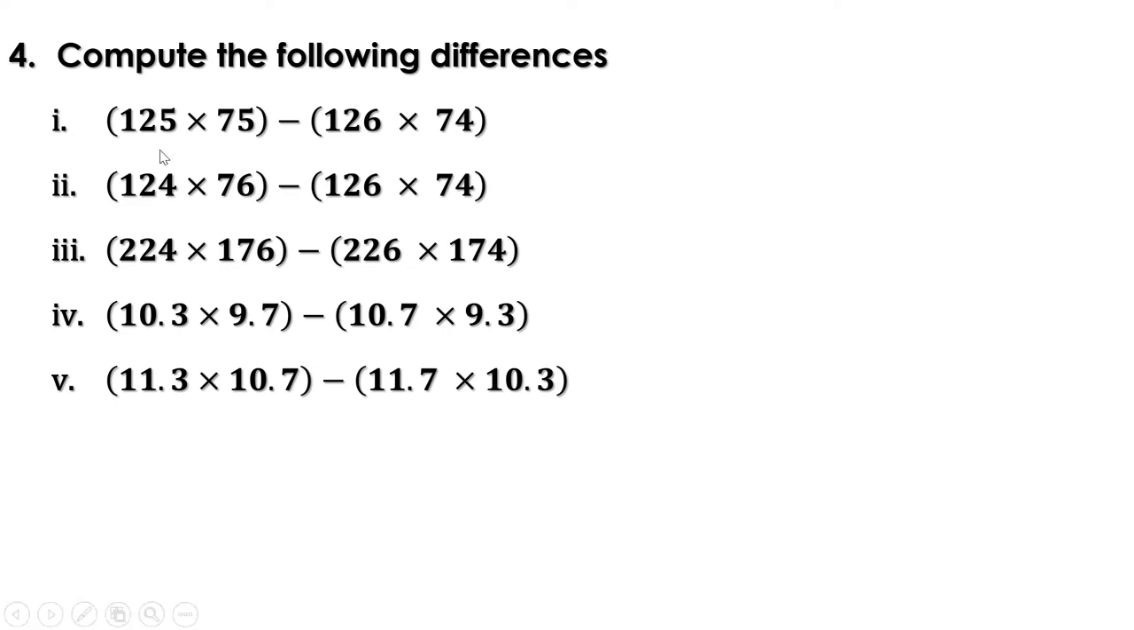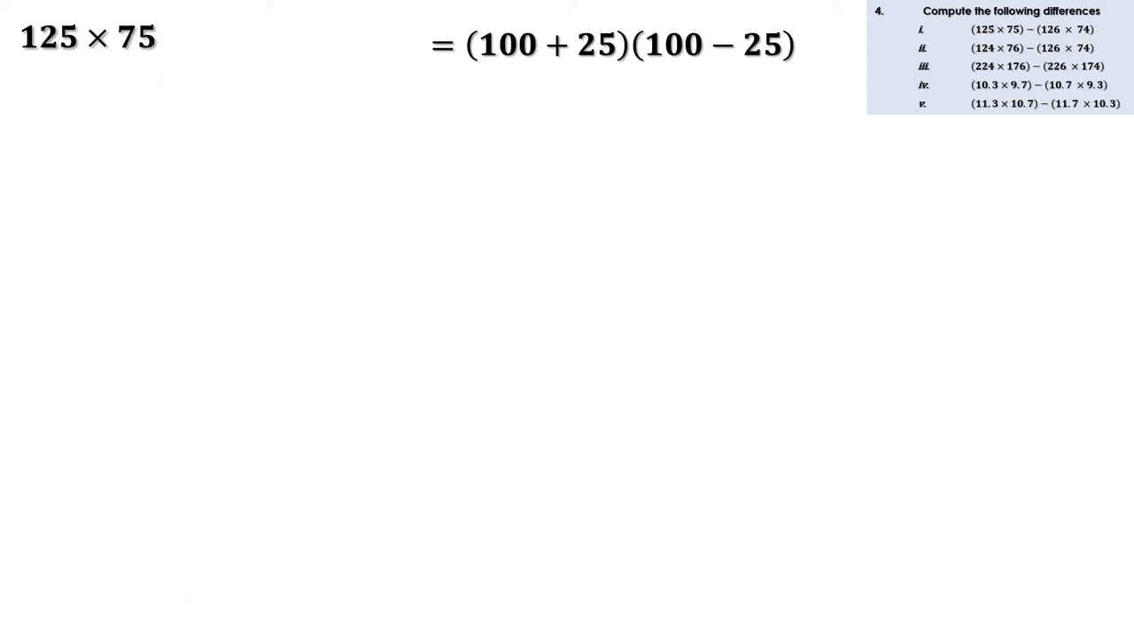The first one is 125 into 75 minus 126 into 74. Let us multiply 125 by 75 at first. We know 125 is 25 more than 100 and 75 is 25 less than 100. So this can be written as (100 plus 25) into (100 minus 25). We know (a plus b) into (a minus b) is a square minus b square. Therefore, (100 plus 25) into (100 minus 25) is 100 square minus 25 square.